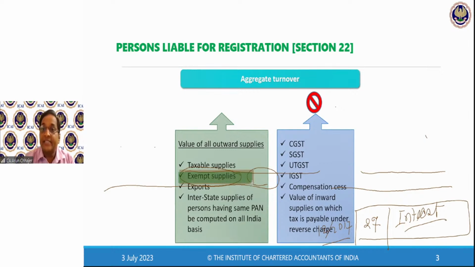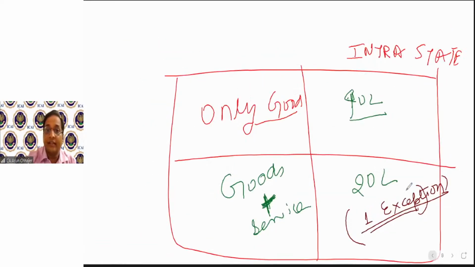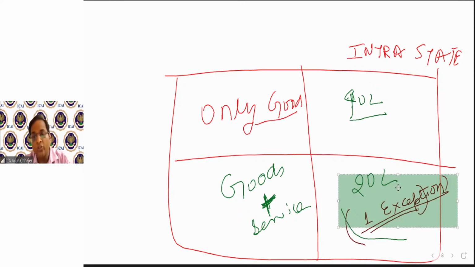So in this case, the limit would remain 40. Is it clear? See why I have written this exception. Because if you are receiving interest, otherwise you are exclusively engaged in the goods, then it will be treated that you are only goods and the limit would be 40 lakhs.